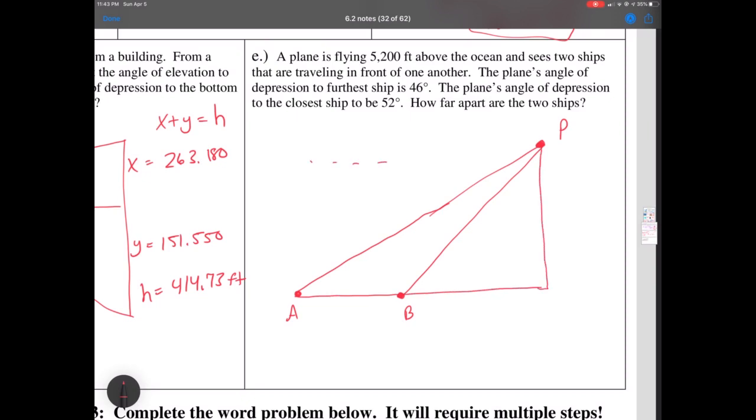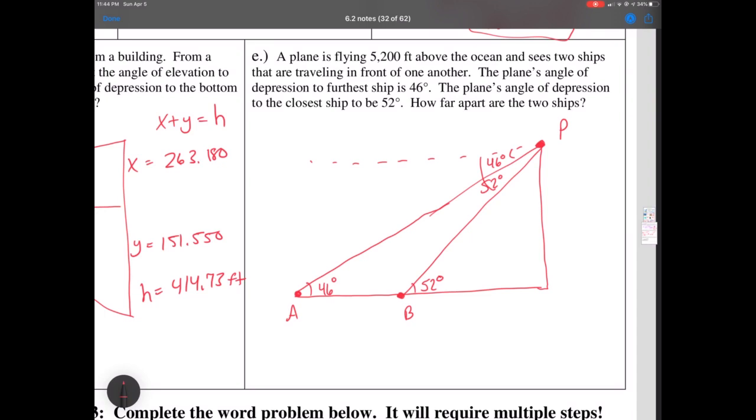All right, so our horizontal line of sight. Remember, the angle of depression to the furthest ship, which is A, is going to be 46 degrees. The angle of depression to the closest ship, which is B, is 52 degrees. So what does that mean for this setting? That means this is 46 degrees, and this is 52 degrees, because they're alternate interior angles and they are congruent.